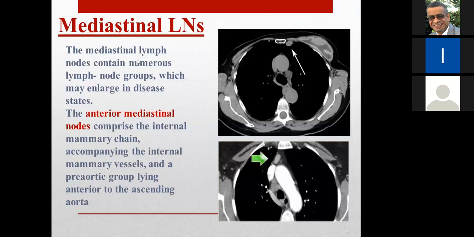Now, the lymph nodes, we have three groups: the anterior, middle, and posterior. The anterior mediastinal lymph nodes are composed of the internal mammary chain, which accompany the internal mammary vessels. This is the internal mammary lymph node. And the second group is the pre-aortic or pre-vascular lymph nodes anterior to the ascending aorta. This is the aorta, and this is the pre-aortic lymph node.